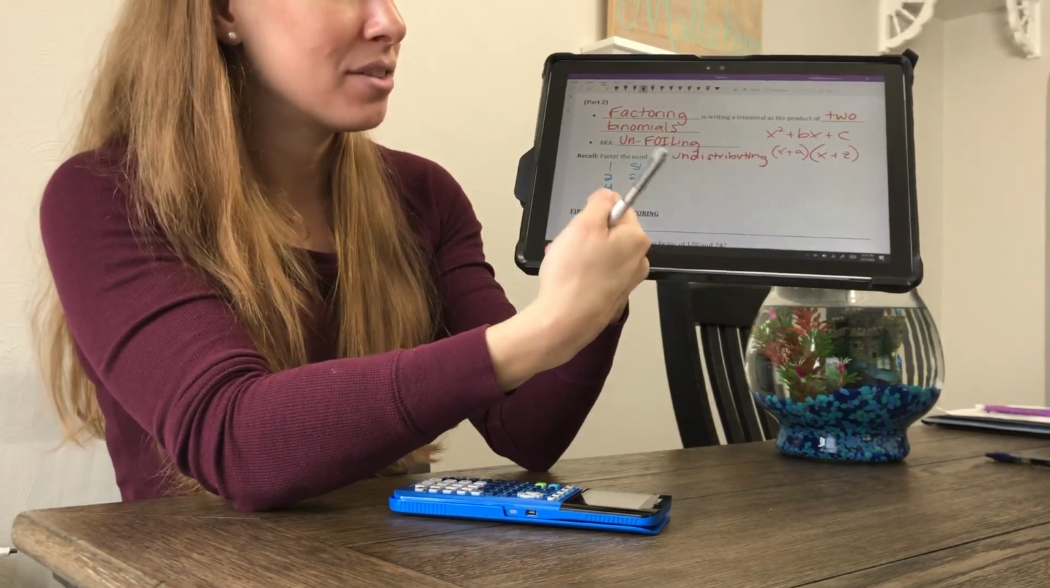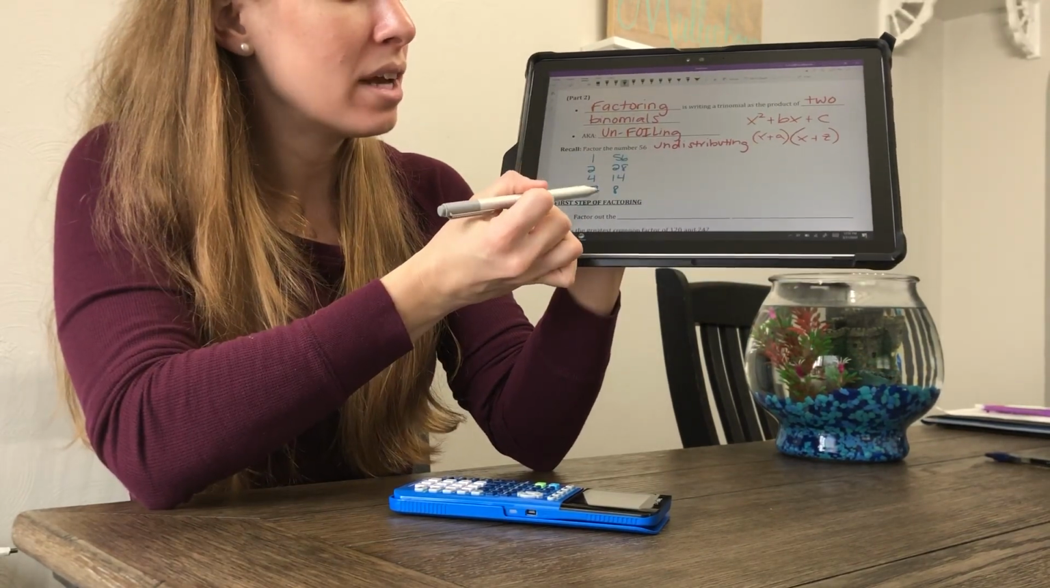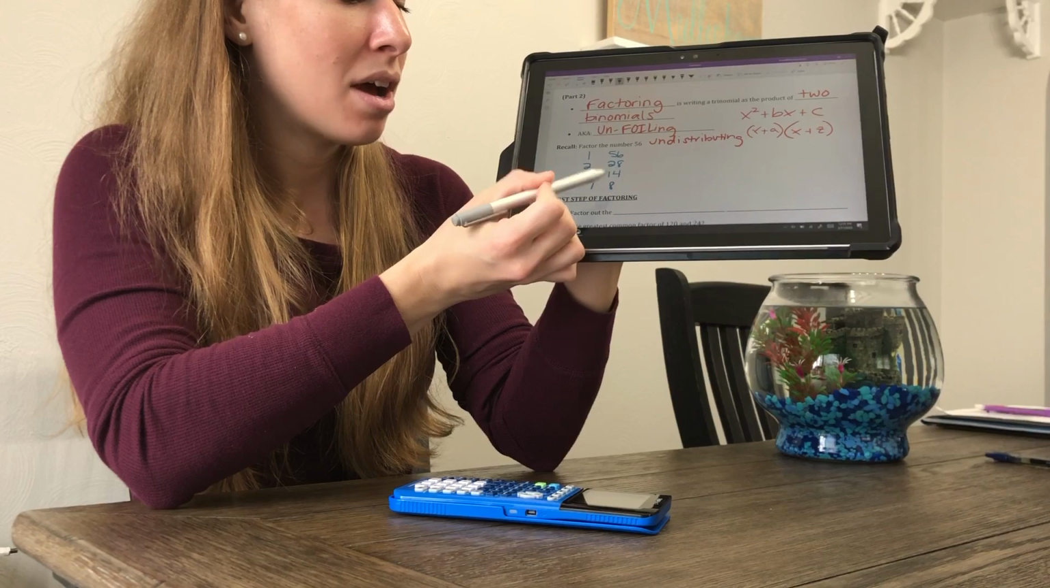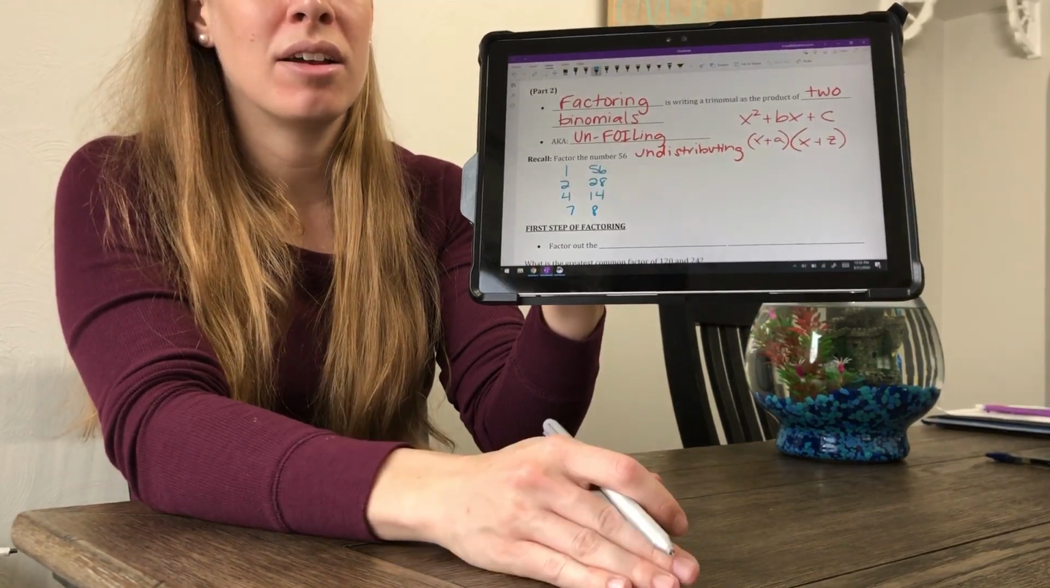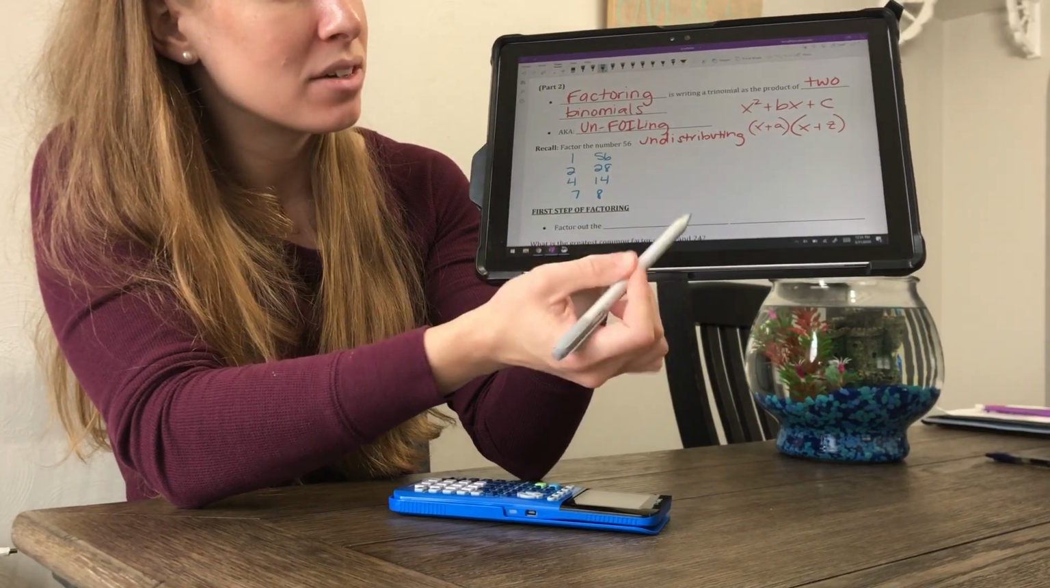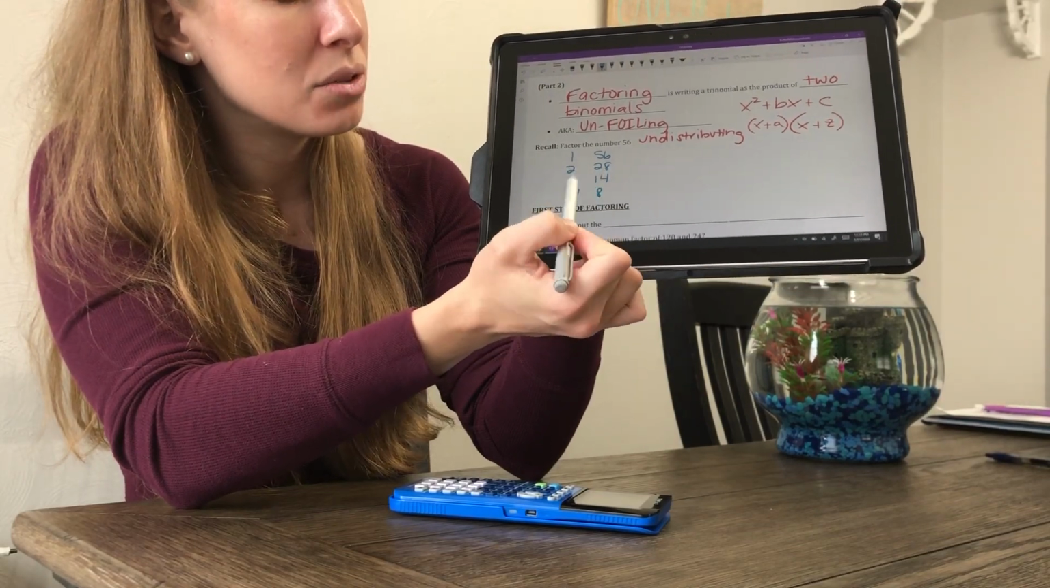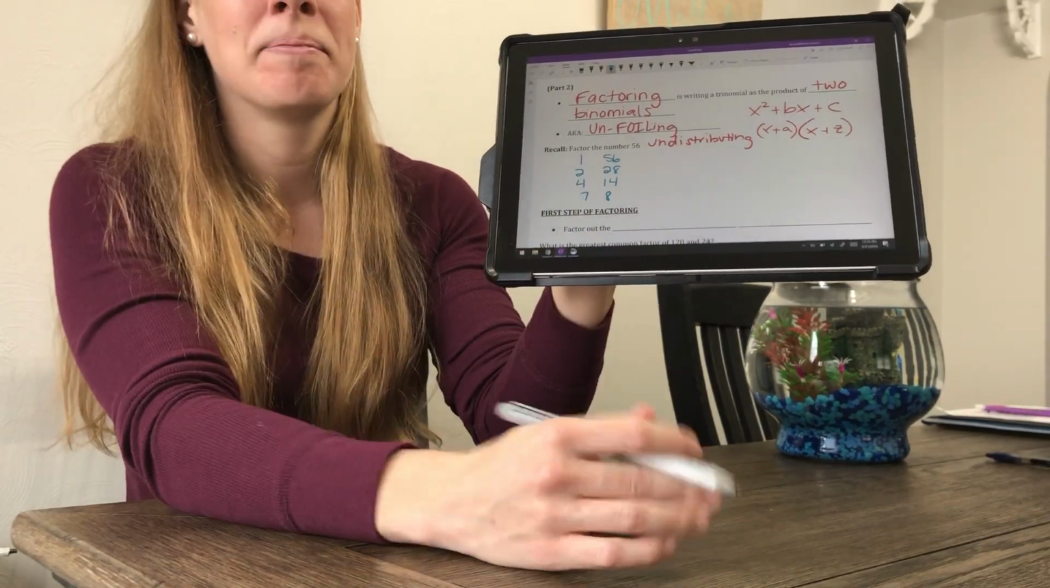Yes, it is a factor of 56. So once you get to the same number, or it starts repeating, then you're done and you have all of the factors of that number. So these are all of the possible factors of 56. 1 and 56, 2 and 28, 4 and 14, 7 and 8. Done.